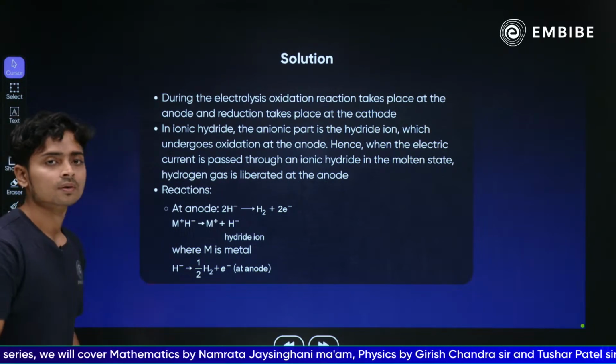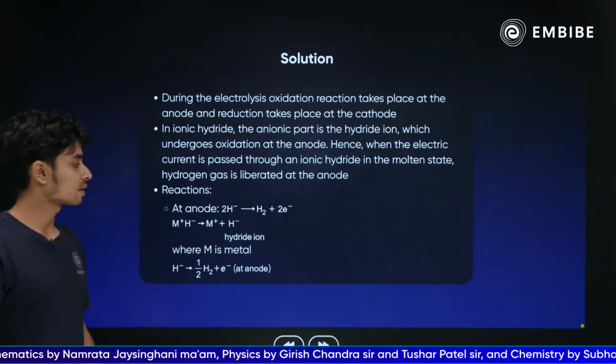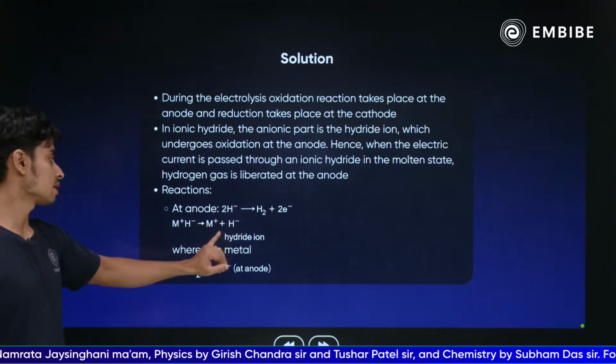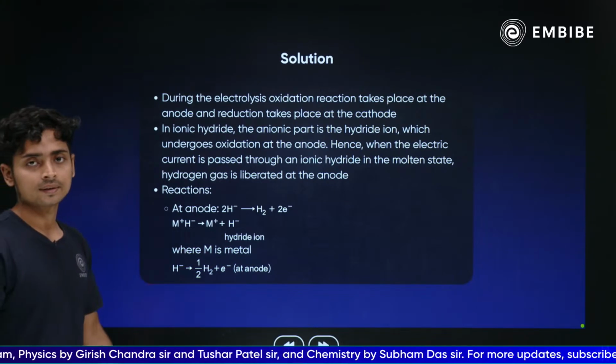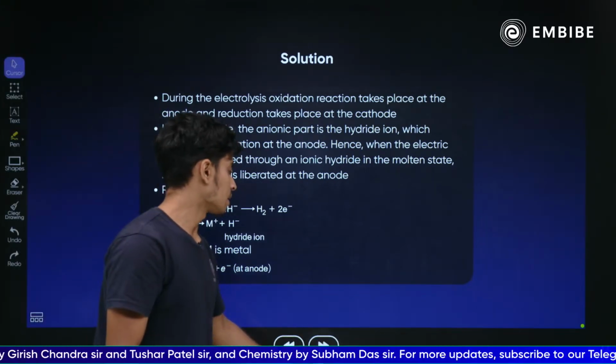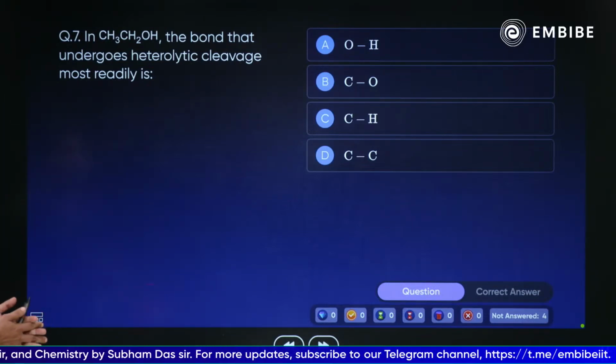Okay, so I took an example of calcium hydride, but for any molten hydride, these will be your products. Okay, so at anode you will always get hydrogen gas, and at cathode you will get your metal. Okay, so we'll continue. Next question is, in CH3CH2OH the bond that undergoes heterolytic cleavage most readily is.